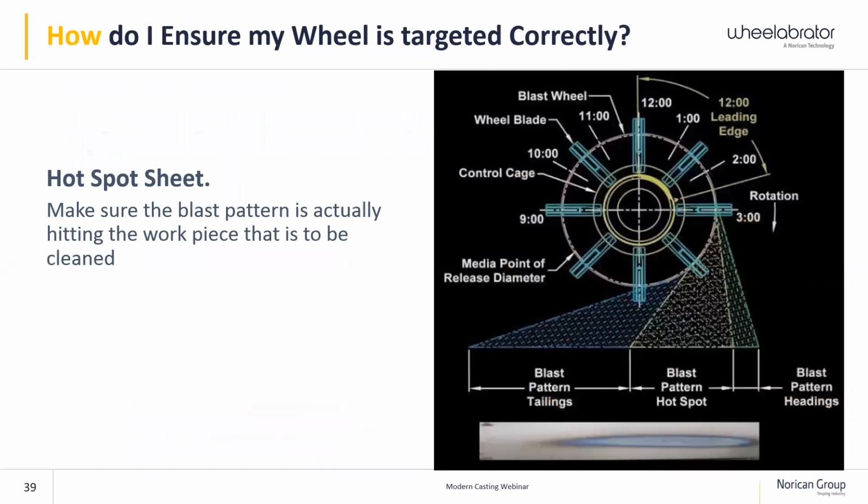Okay, so how can you be ensured that your wheel is targeted correctly? The best thing out there is to do a hotspot sheet. You get a piece of 10 gauge steel or something like that, and you put it in as a representation of where your part would ride in that machine, and you run it. Depending on your abrasive size and everything, you may want to run it for a minute, maybe 2 minutes. But it will actually, as you can see pictorially, down there in the bottom right-hand side, it will actually blue the plate.